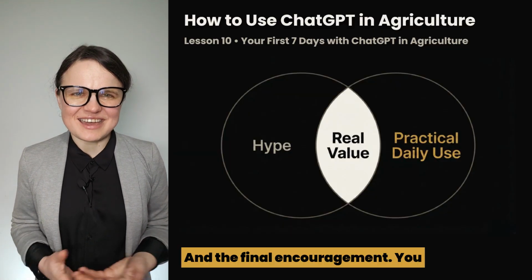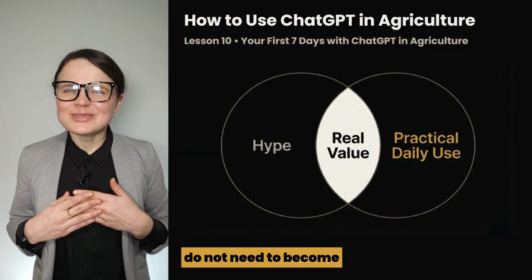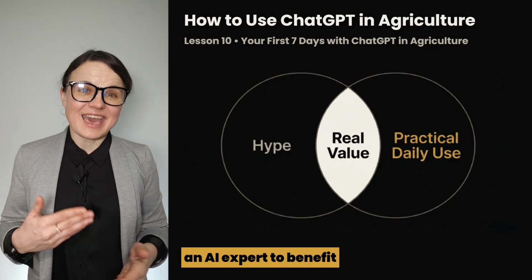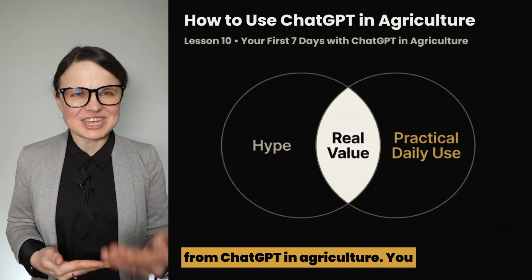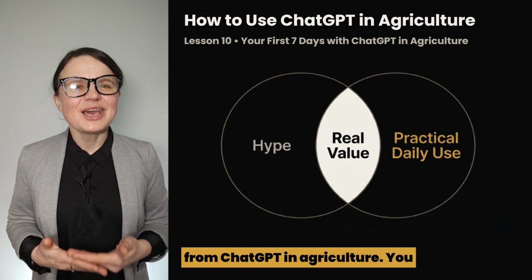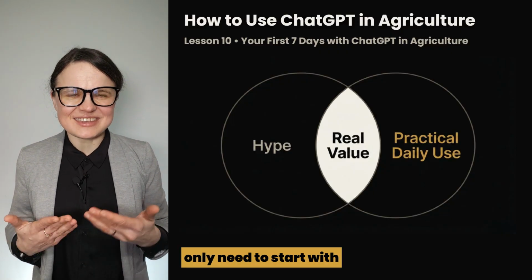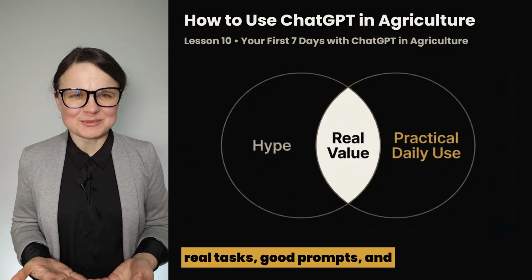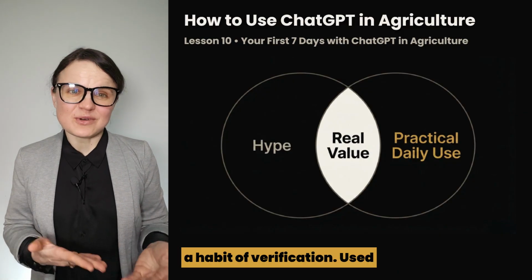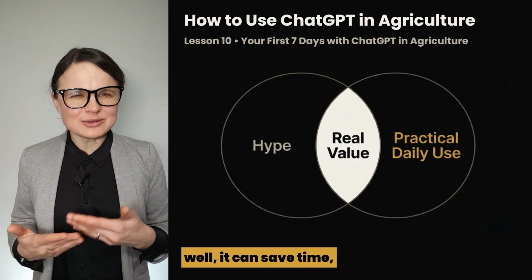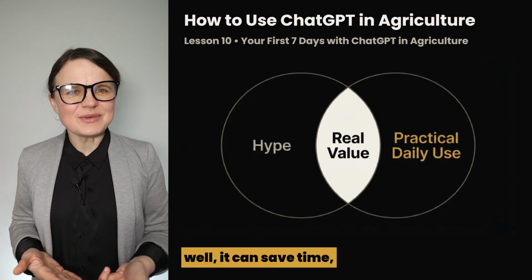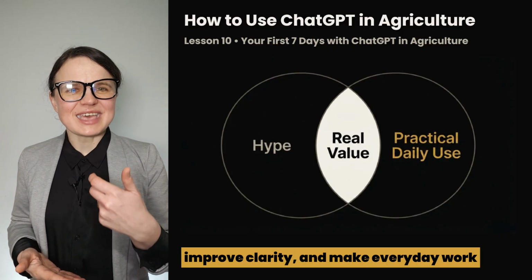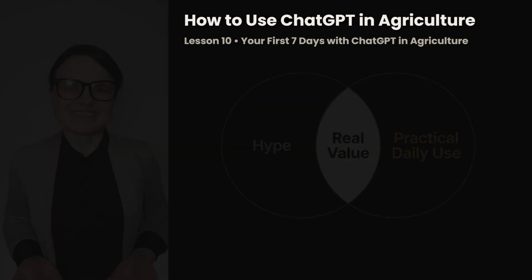And the final encouragement. You do not need to become an AI expert to benefit from ChatGPT in agriculture. You only need to start with real tasks, good prompts, and a habit of verification. Used well, it can save time, improve clarity, and make everyday work easier.